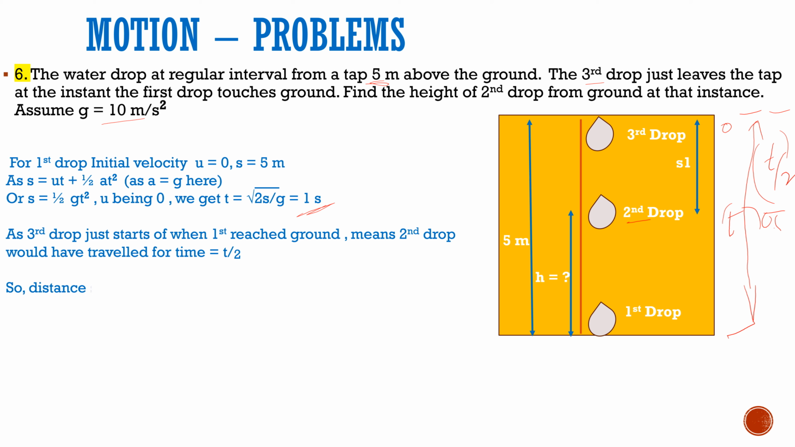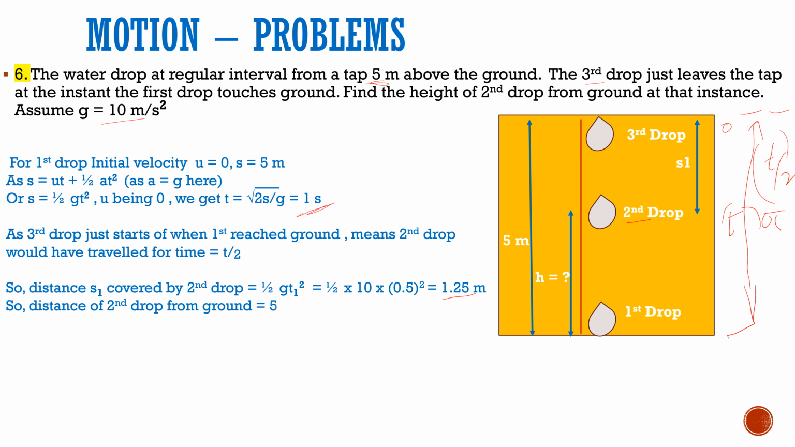So in this case, since the initial velocity is 0, the distance for the second drop will be half g t square, which is nothing but half into 10 into 0.5 squared. So we get 1.25, since u is 0. So this distance is nothing but 1.25. So what is the distance that it is from the ground? It's as simple as 5 minus 1.25, which gives us the final answer, 3.75 meter from the ground.